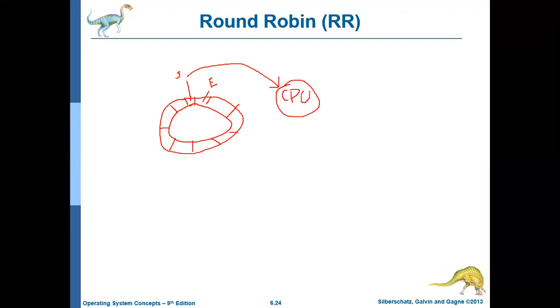The CPU will execute this job for some quantum of time. So the time quantum will be specified. We call the time quantum q. The value of q may vary from 10 milliseconds to, typically, I'm saying there is no hard and fast rule, typically q ranges from 10 milliseconds to 100 milliseconds.